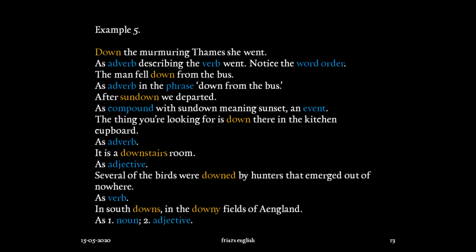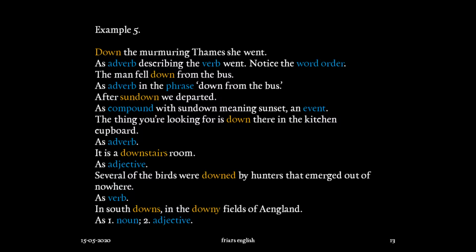Several of the birds were downed by hunters. This is a passive sentence, and the subject here will be several of the birds, and the verb will be were downed, and by hunters will be the rest of the predicate and all. Anyway, we'll look at that later.